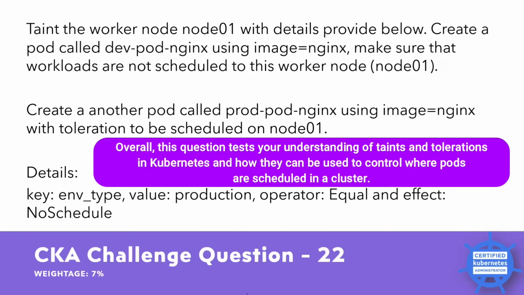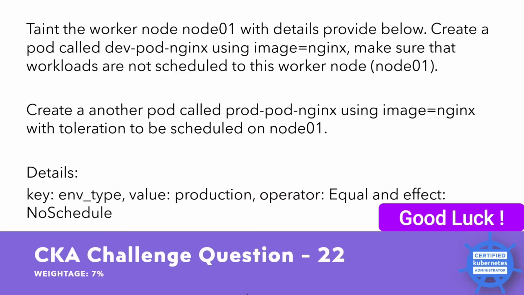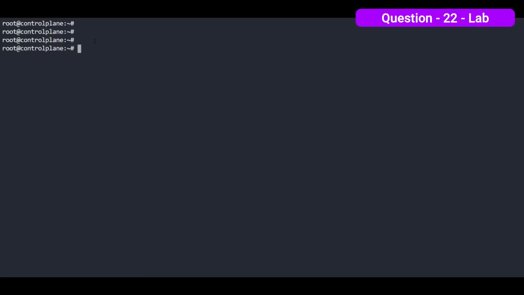Overall, this question tests your understanding of taints and tolerations in Kubernetes and how they can be used to control where the pods are scheduled in a cluster. Take on the challenge of solving these questions on your own first, but if you encounter any difficulty, refer to the next video for solutions. Good luck. We have to taint the worker node01 with the information provided in the question.